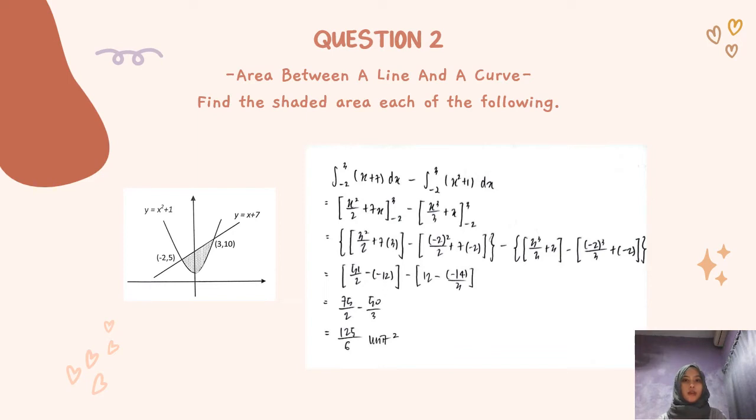Integration from negative 2 to 3 of (x plus 7) dx minus integration from negative 2 to 3 of x squared plus 1 dx. After integrating both of these equations, we get this as an answer. So it is x squared per 2 plus 7x in the bracket 3 and negative 2, minus in the bracket x cubed per 3 plus x in the bracket 3 and negative 2.